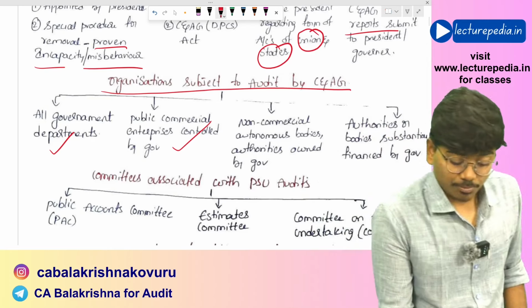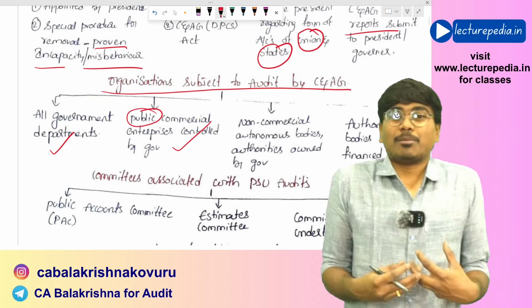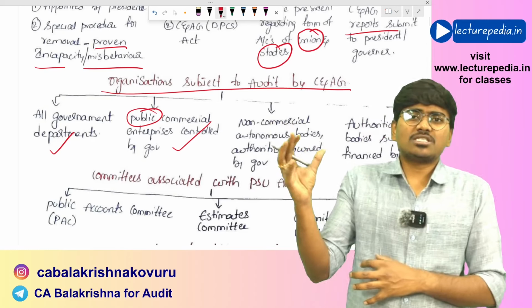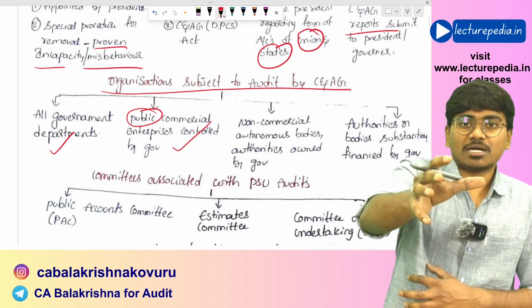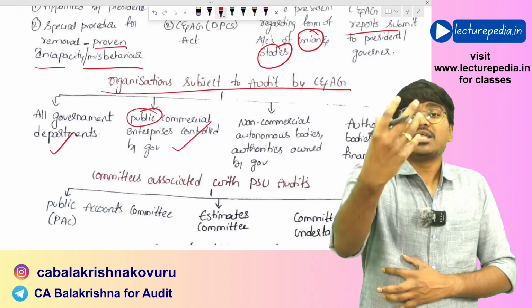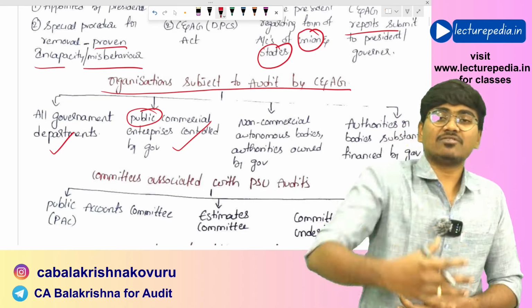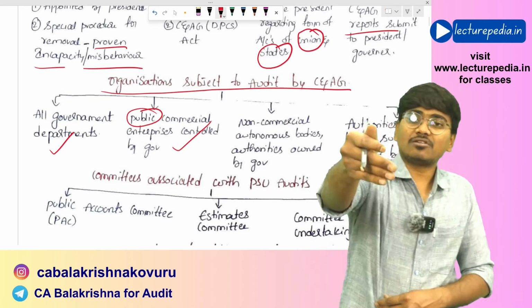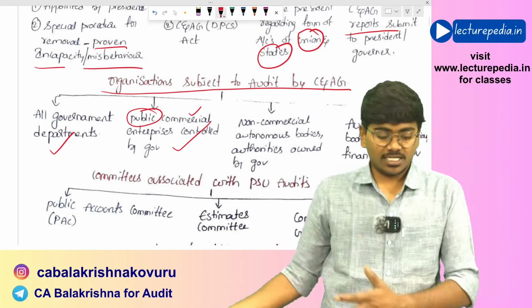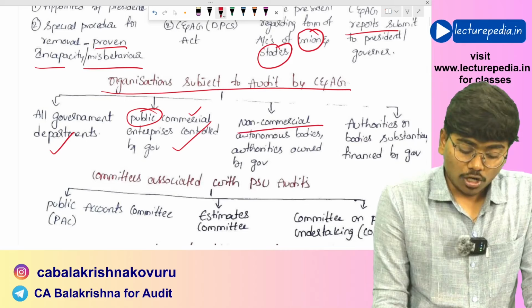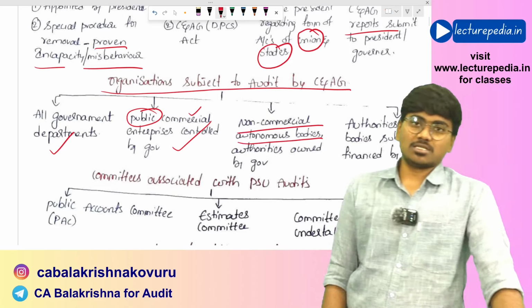Why are we calling them public commercial enterprises? Public means generally government, means government money, means public money. If the government has invested in any company, that becomes a public company, because the public's money is invested into that company and it is working for profit. So we are calling it commercial. So, public commercial enterprises. In the same way, non-commercial autonomous bodies.